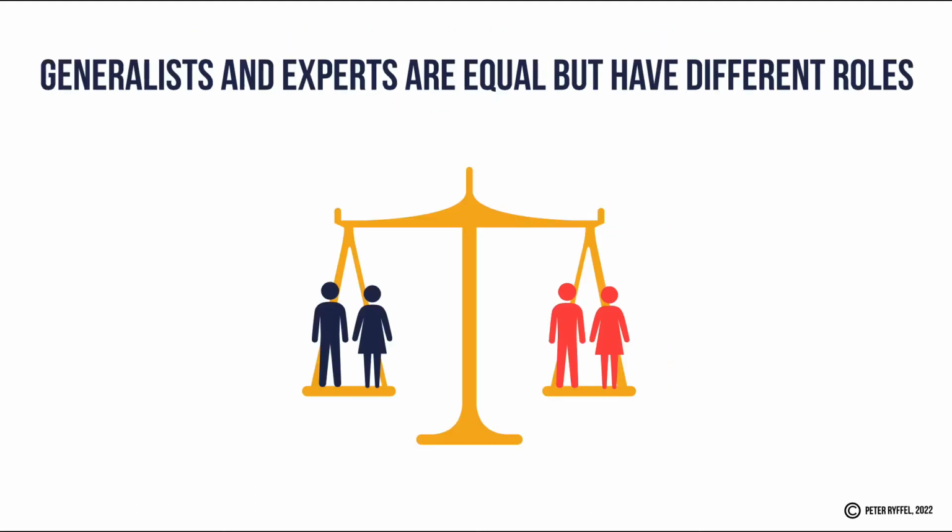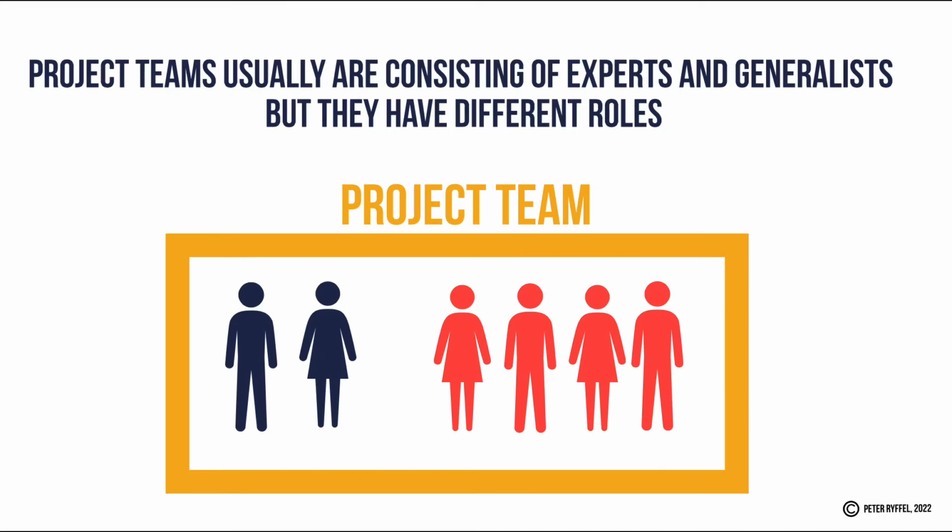It is very important that the organization understands that functional experts and pi-shaped generalists are of the same value for the company. They are of equal importance, but they have different roles, which both are crucial for the success of the company. To successfully accomplish a mission, functional experts and pi-shaped generalists have to collaborate. This means project teams usually consist of both functional experts and pi-shaped generalists.